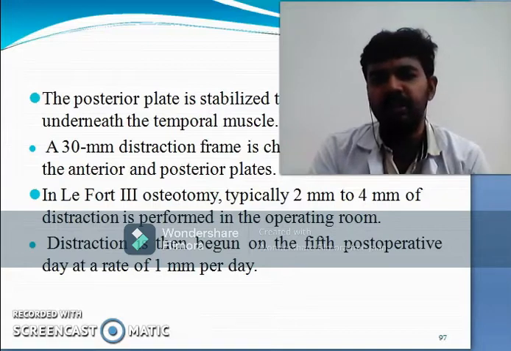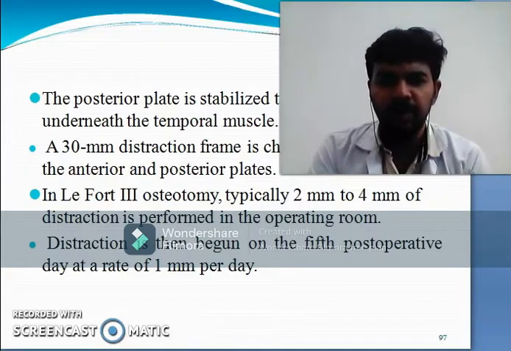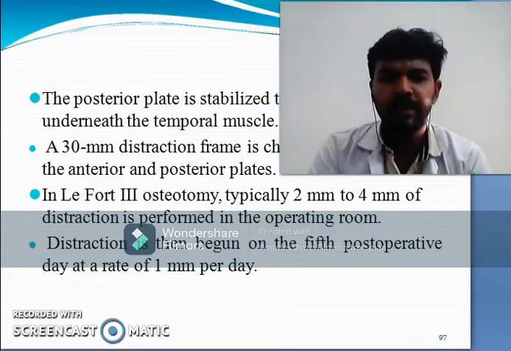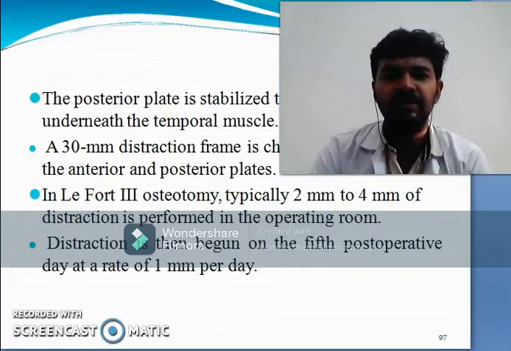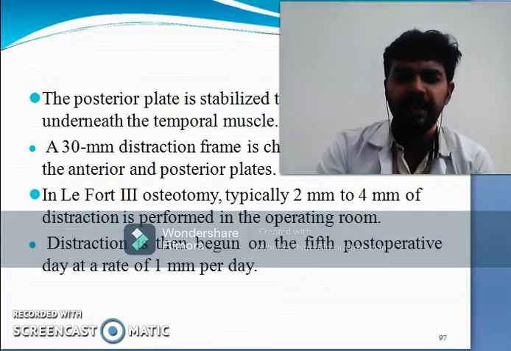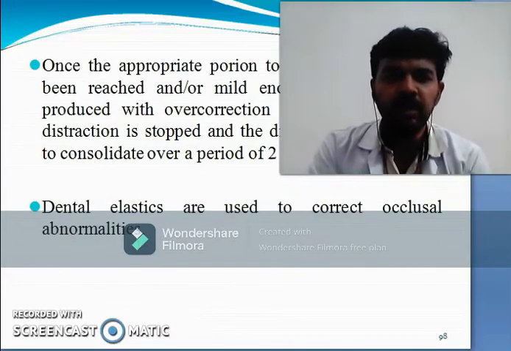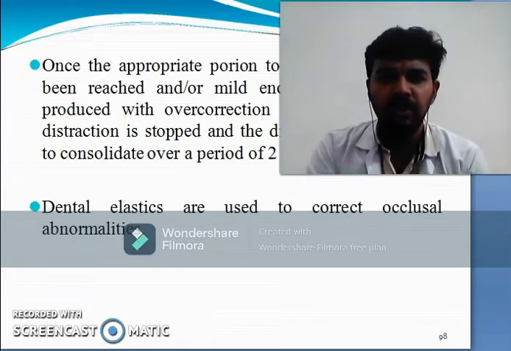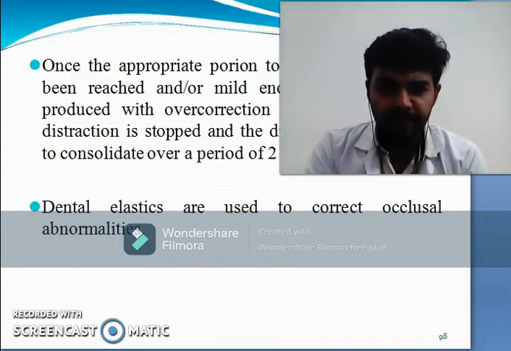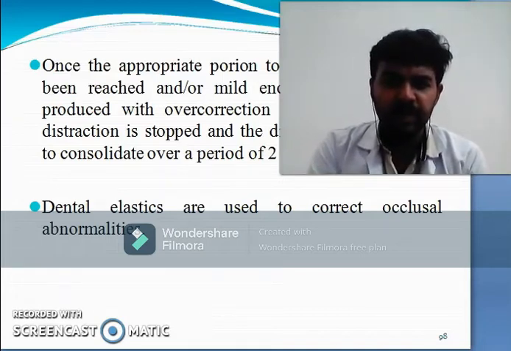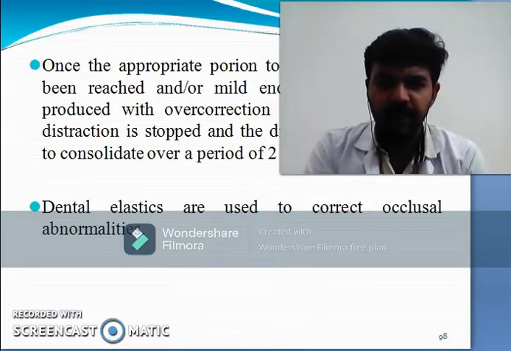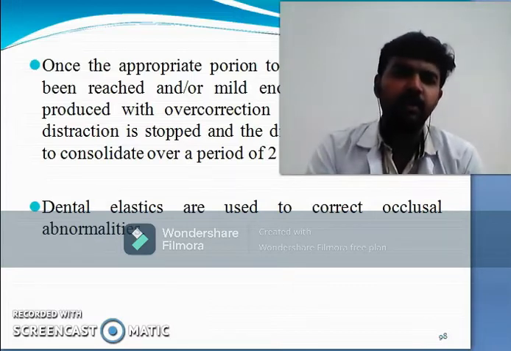In Le Fort III osteotomy, typically 2 mm to 4 mm of distraction is performed in the operating room. The distraction is then begun on the 5th postoperative day at the rate of 1 mm per day. Once the appropriate orbital distance has been reached, or mild adopters have been produced with overcorrection of bone occlusion, distraction is stopped and the distraction gap is allowed to consolidate over a period of 2 months.